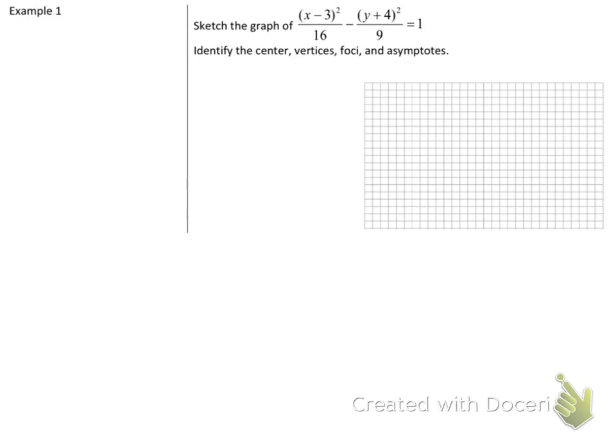Well, let's see. (h, k). I know the center. The center is going to be (3, -4). Make sure you pay attention that that comes from the x and that comes from the y. So I know that. Okay, so let's go ahead and start getting this thing graphed. So go ahead and set up a coordinate plane. Okay, so I've got my center identified.